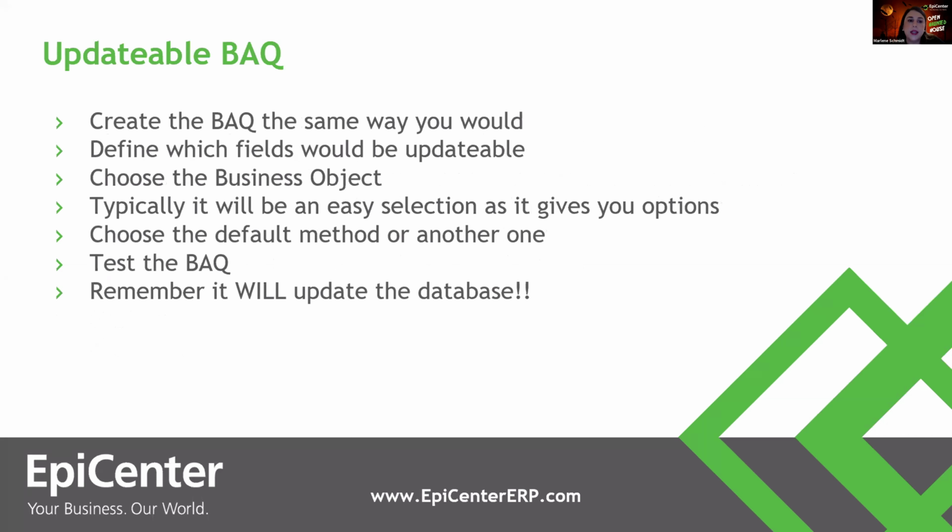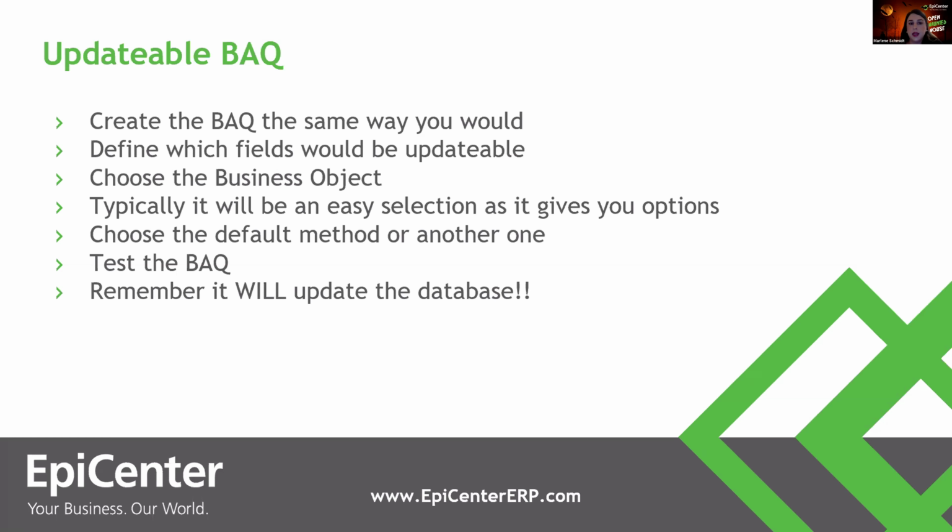So when you're building an updatable BAQ, what you're going to do is create the BAQ the same way you would create any other BAQ and define which fields are going to be updatable, because you can add fields to the BAQ. And then you're going to decide, you know what, company is not going to be an updatable field, but you need to have it because that's how you join the table. And then, of course, not all of the rest of the fields that you want to display perhaps on the dashboard are going to be updatable.